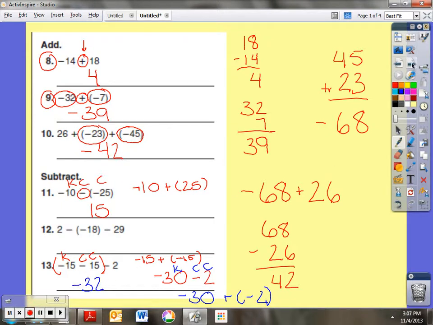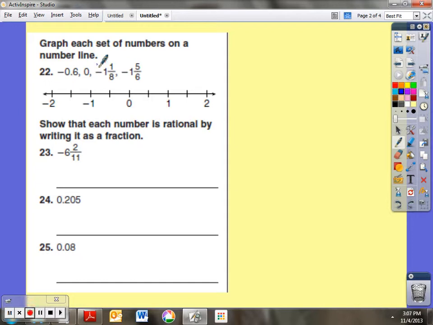Okay, let's take a look at some more examples here. Graph each set of numbers on a number line. Okay, so I have negative 6/10, 0, negative 1 1/8, and negative 1 5/6. Well, the easiest for me is 0. That's the largest number in all of this. Now the rest is a little tricky. Now I could write here what's between 0 and negative 1. Well, that's a negative 1 half, or negative half. What's between negative 1 and negative 2? That's a negative 1 and 1 half.